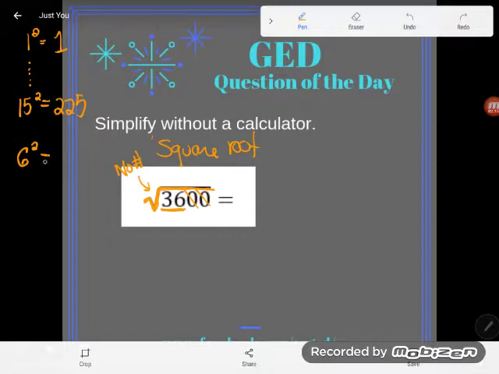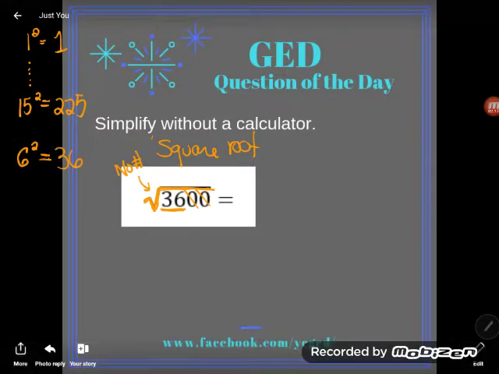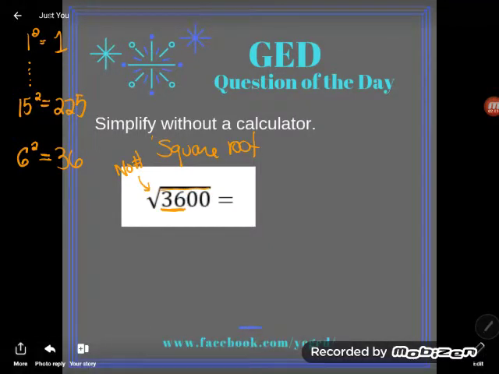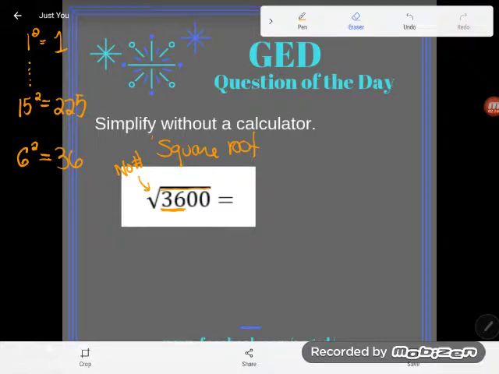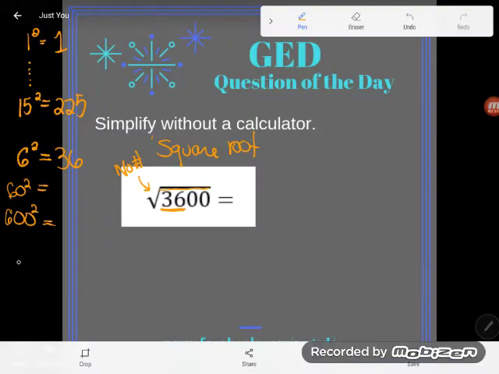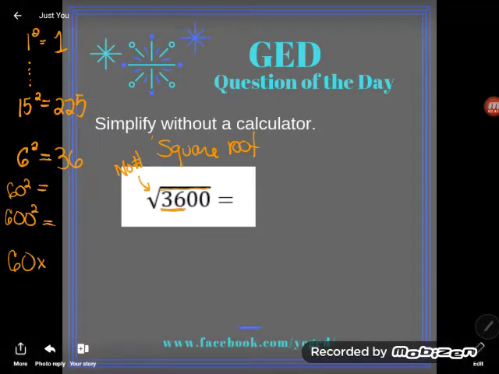We know that something that happens when we multiply with zeros at the end of numbers, mainly they do what we call accumulate. They build up. Let me show you what I mean. So 6 squared is 36, but what I argue is if you know 6 squared, you also know 60 squared, 600 squared, and so on and so forth. Well, what would 60 squared be? Think about what 60 squared means. 60 squared means 60 times 60, and we already know what 6 times 6 is.